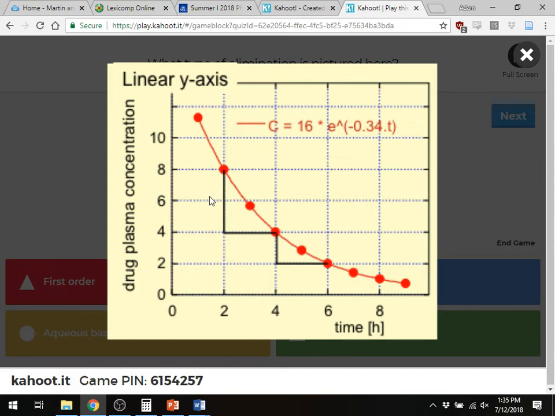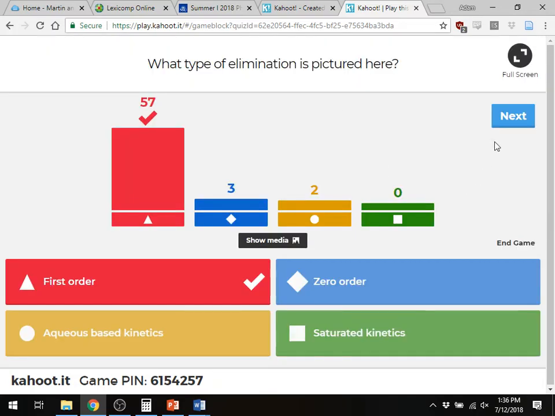So again, you can look at the difference in concentration and be able to figure out the half-life based on that. Okay? From the time it took to go from 8 to 4, that's 2 hours. From 4 to 2, it was 2 hours. So again, it's a 2-hour half-life. Good.